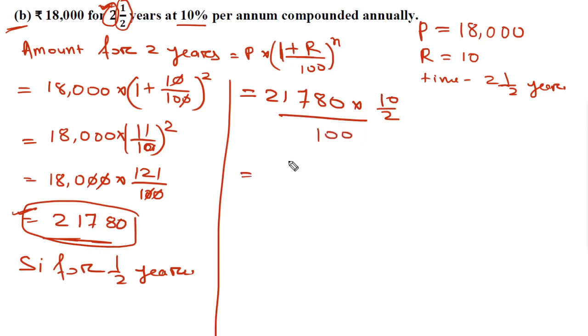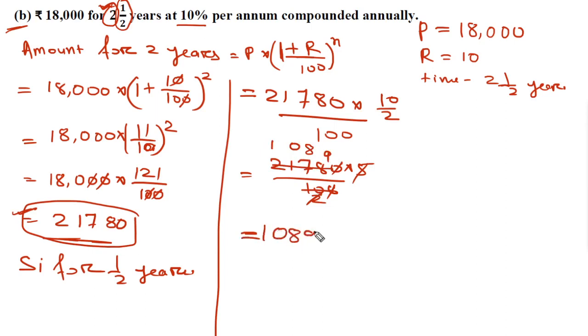So this is the simple interest: 21780 into 5 by 100. Now you have to cancel it: 10 you can cancel, then cancel by 2, 5 twos are 10, then you can cancel it here by 2, it will be 1089. So this is the simple interest for 1 by 2 years.